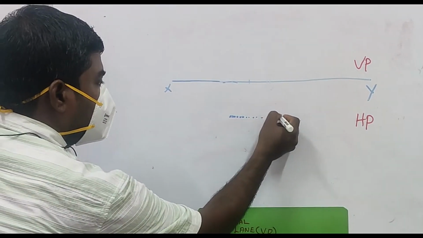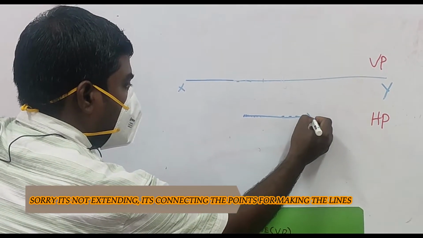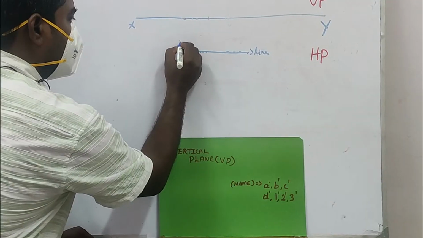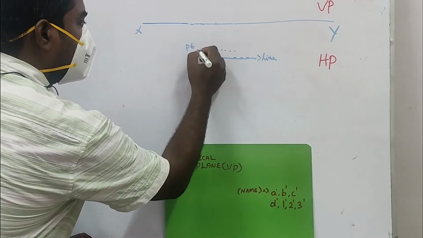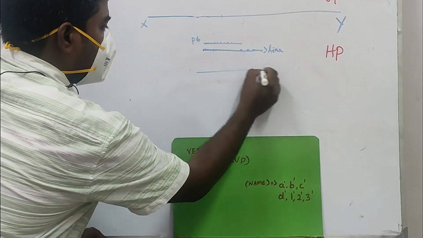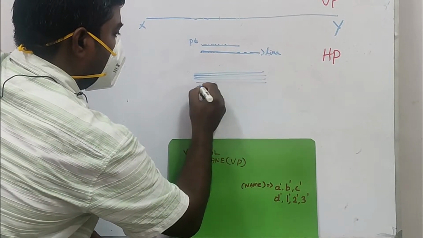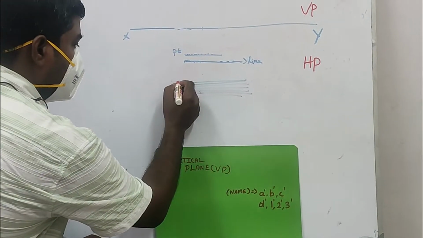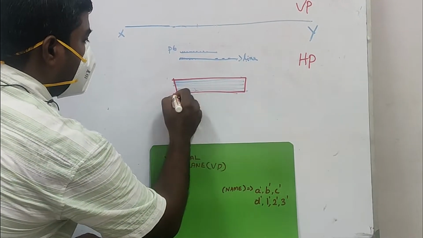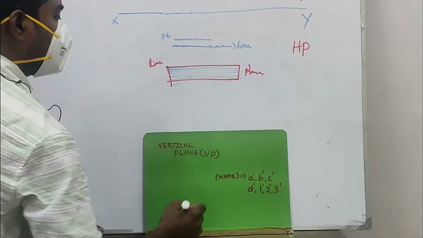1, 2, 3, 4, 5, 6, it's going like this. If you extend these points, you will get a line. So it is starting as a point, but if you put so many points together, you will get a line. Similarly, there is another line, another line, and it is going on. If you join together all the lines, you will get a plane. Starting may be a line, but we'll get a plane.